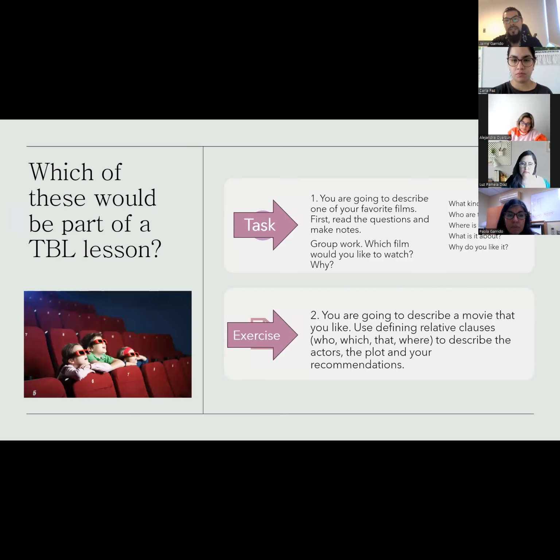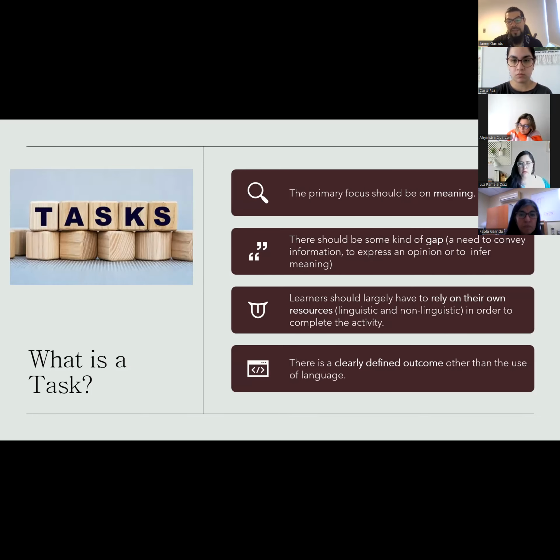And that is what we see here in the first task. They need to describe first, and then they have to decide which would be the film that they would like to watch, what would be more interesting for them. Then in any task, learners should largely have to rely on their own resources. So they are given some instructions on what they have to complete in a given amount of time, and then use their own linguistic and probably non-linguistic resources in order to complete the activity.